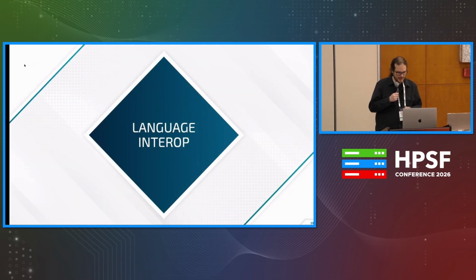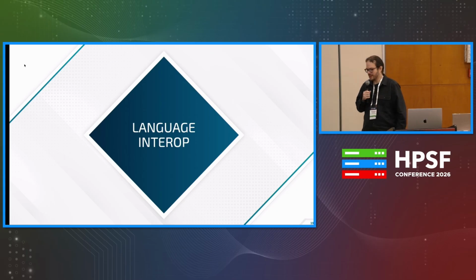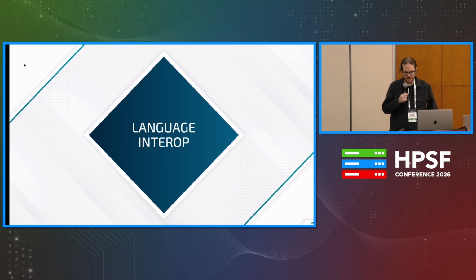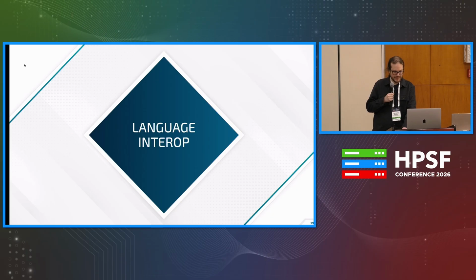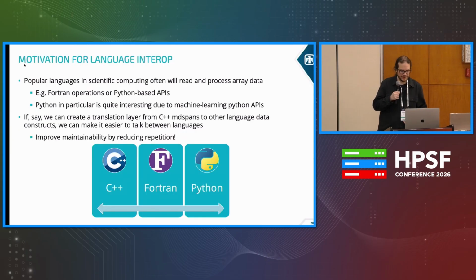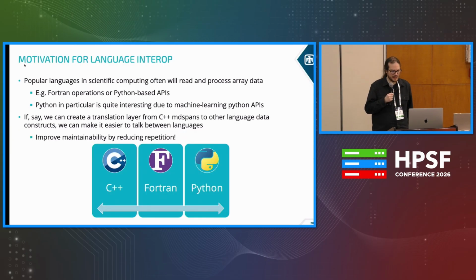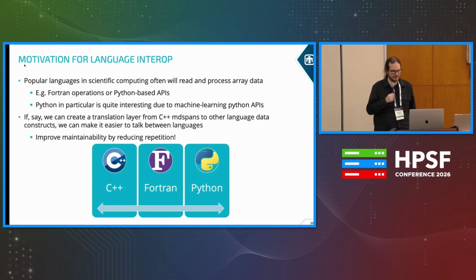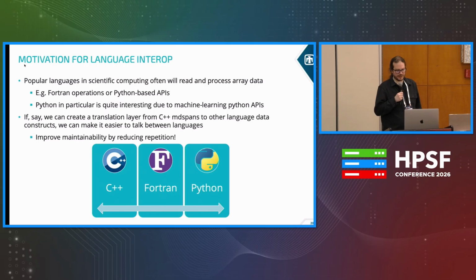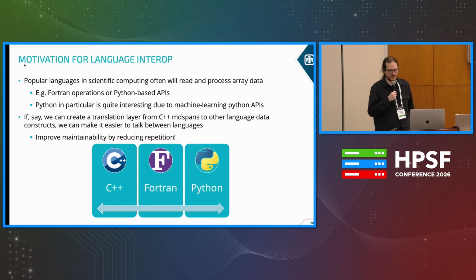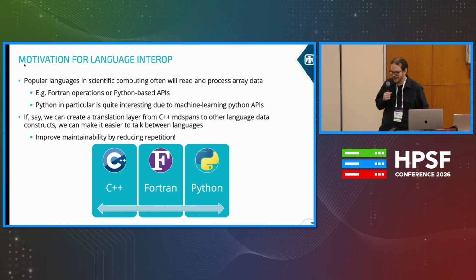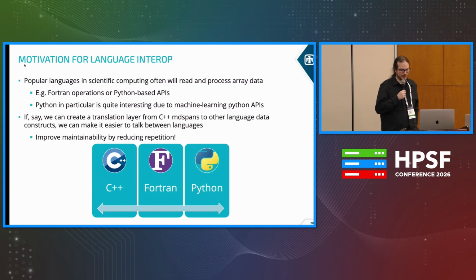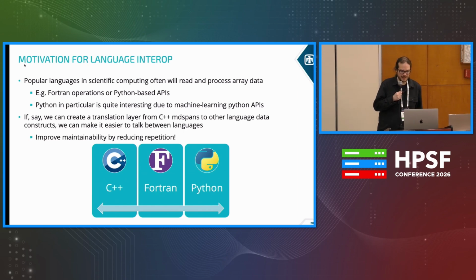All right. Now that we've talked about library interop, I'm going to talk about languages. What's the motivation here? Popular languages in scientific computing will often read, write, and process array data, for example Fortran or Python. Python in particular is quite interesting because of the surge of support behind machine learning APIs.